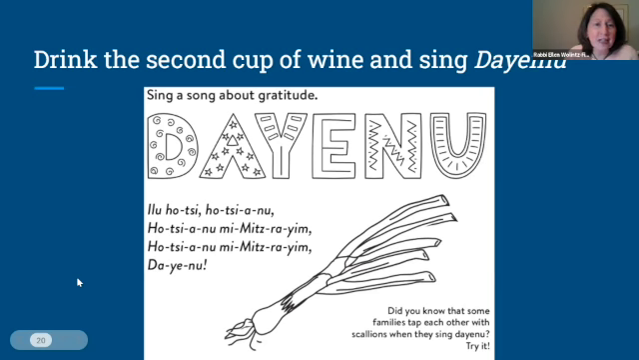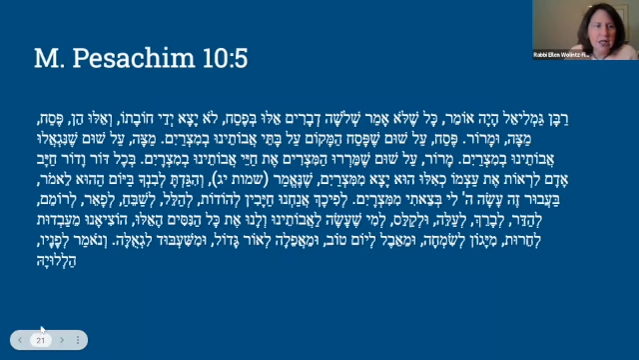So then we get to the song Dayenu. Great song. And in some families, they take scallions and they hit each other. Haven't done that in my house. I learned that when my sons were young. Didn't want to continue doing that.